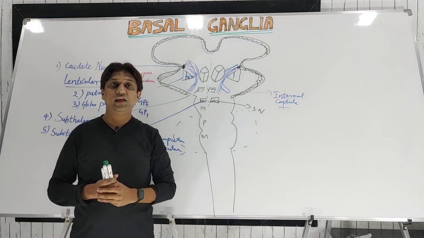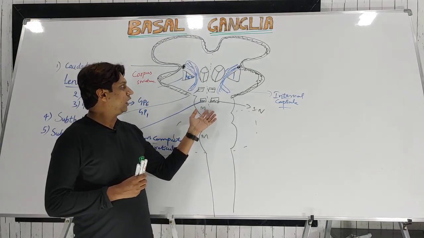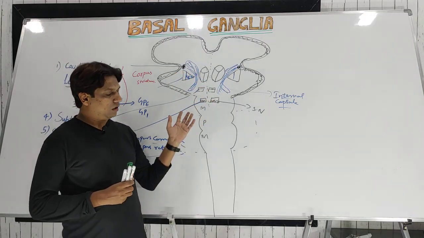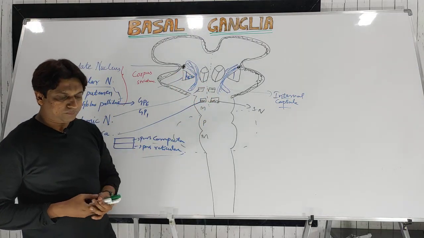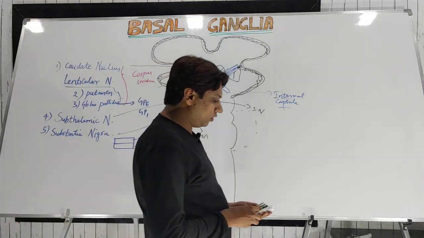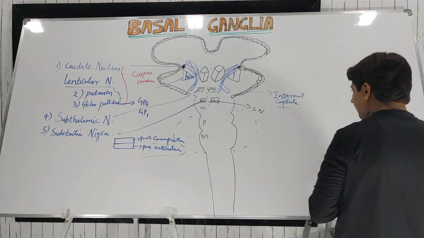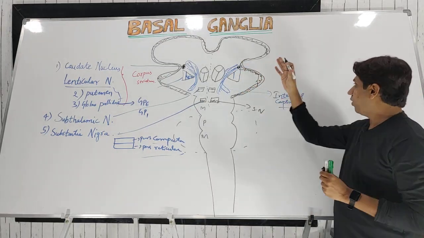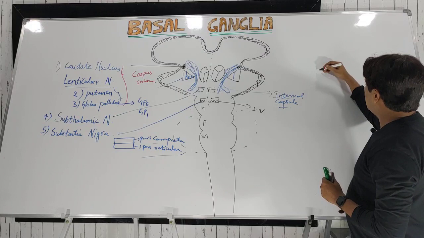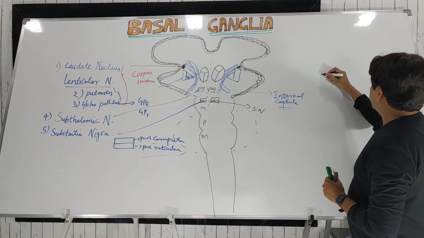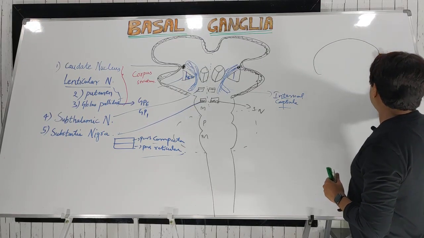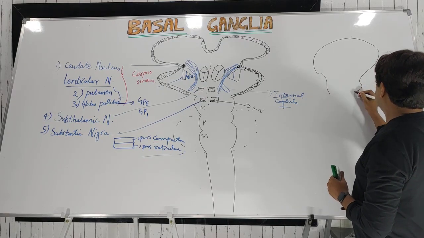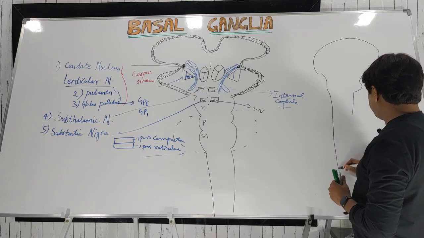Now, how exactly will this basal ganglia help in maintaining the voluntary movements? Okay, so I'll just draw one more diagram to get a rough idea how exactly this basal ganglia helps in maintaining the voluntary movements or the motor activity. Okay, so again I'll draw a lateral section of the central nervous system, that is the brain, here brain stem and spinal cord.